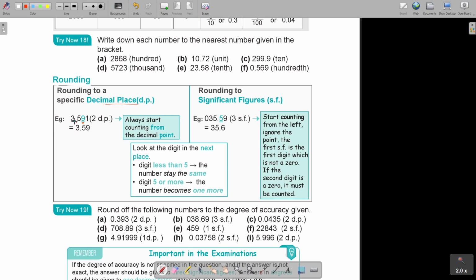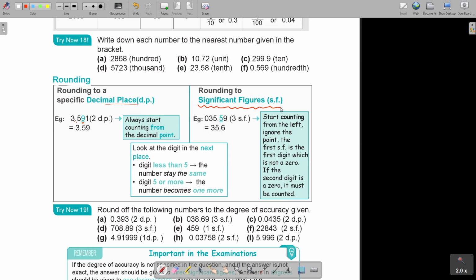If the digit behind is less than 5, it stays the same. So count from the decimal. Look at the digit in the next place. If it is just less than 5, the number stays the same. If the digit is 5 or more, the number becomes 1 more. Easy.